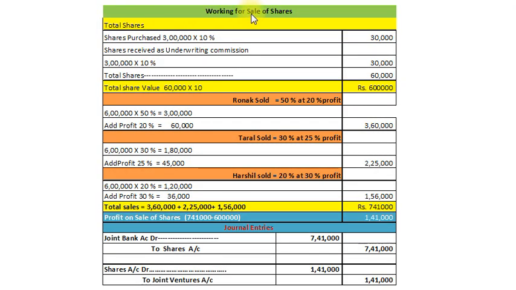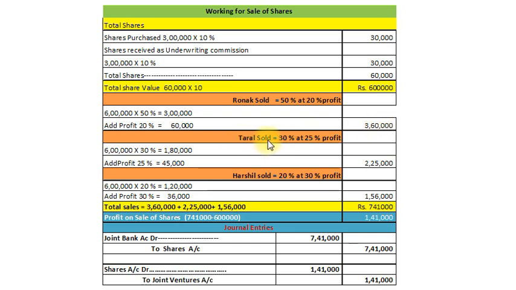Here is the working for sale of shares. Total number of shares purchased 30,000 and shares received as an underwriting commission 30,000. So total shares 60,000 and value of these shares amount to rupees 6 lakh. Now shares sold by Ronak, that is 50% shares at 20% profit. So 50% of 6 lakh rupees amounts to 3 lakh and profit 20%. So 20% of 3 lakh, that is 60,000, and total amount of sales value by Ronak 3 lakh 60,000.